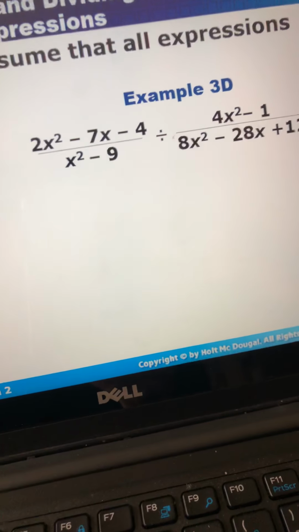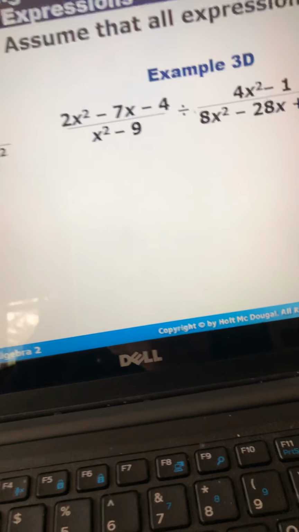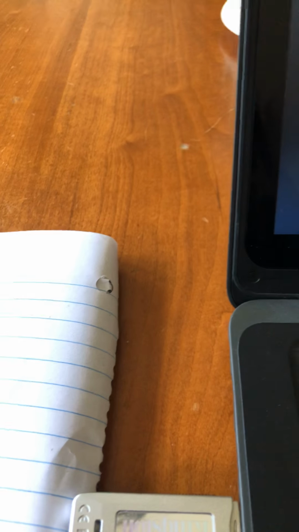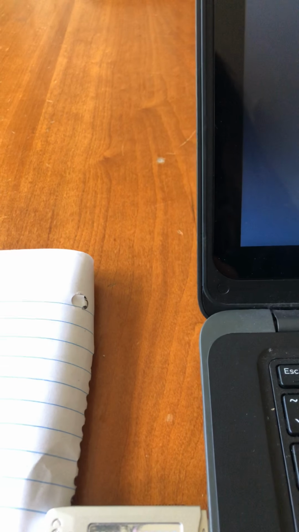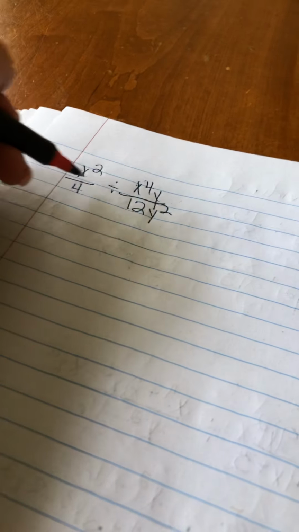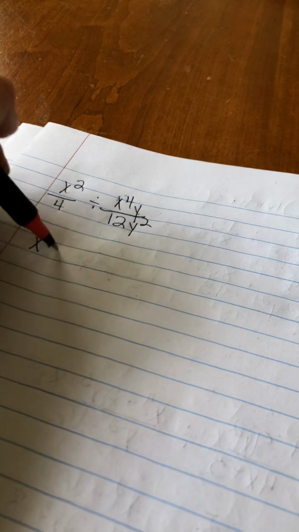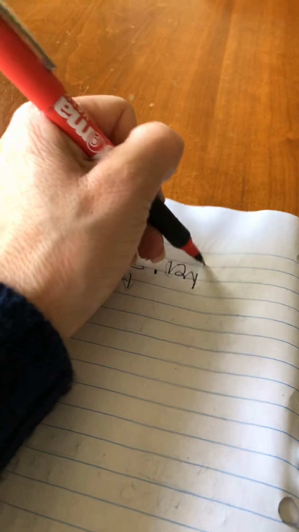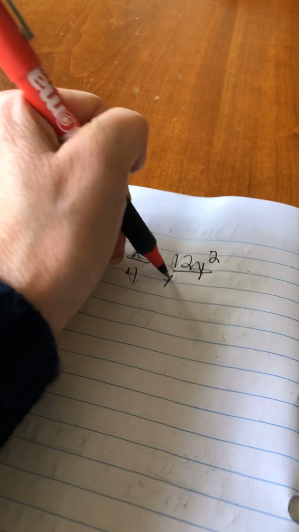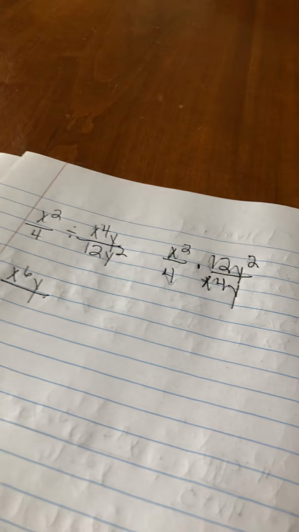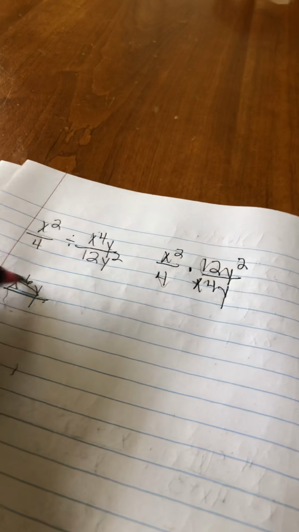Okay, so what we'll do is we will just write these down. Okay, so now we're going to have x squared over 4 divided by x to the 4th y and then 12y squared. Okay, so I'm just going to multiply that, make it x to the 6y. Oh, we got to flip it first. Okay, and now we're just going to multiply that. Let me just cross that.